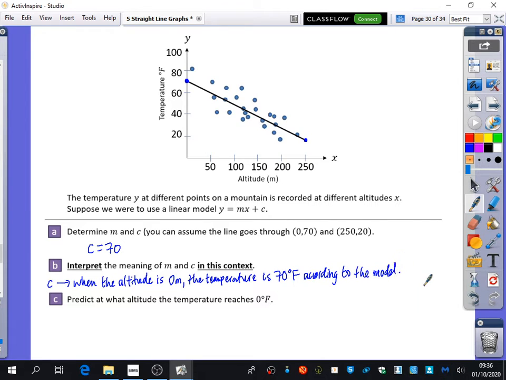Now I've written that little extra phrase at the end saying according to the model because it doesn't mean that when you get to 0 meters that you would take out a thermometer and it would say 70 degrees Fahrenheit. And it doesn't mean that that will happen and that it's true in this particular scenario we've got here. It just means that our model would predict that to be true.